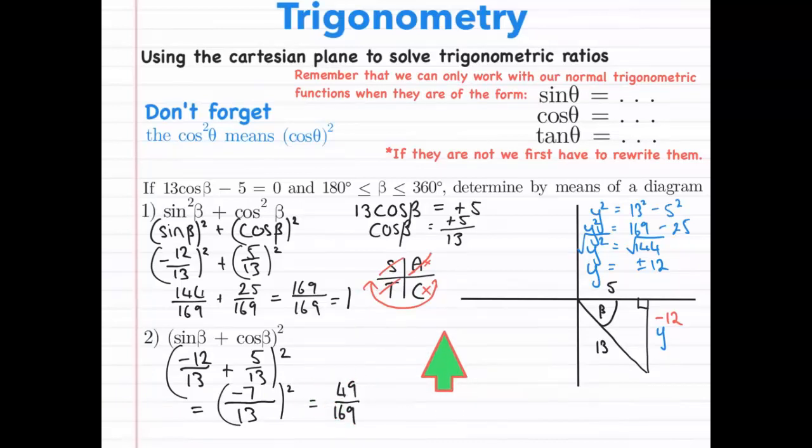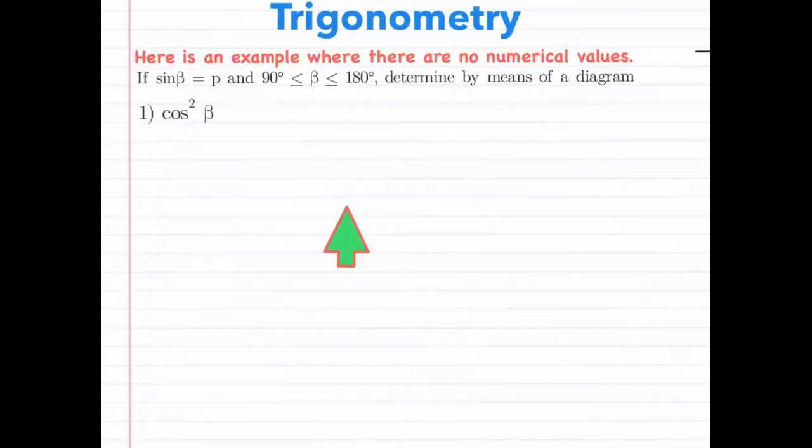Now in the next part of this video, we are going to look at another type of example which is also quite important. Now in this example, there are no numerical values, okay? And what I mean by that is that we are given the sine of beta, but it's equal to p, no numbers, okay? So the ratio is actually not given as numbers, but as a letter. And they really love these examples in the exam. Now you will find this just as easy as the previous ones because we do it exactly the same way.